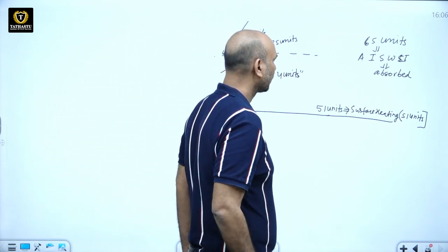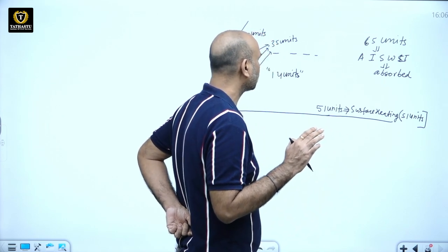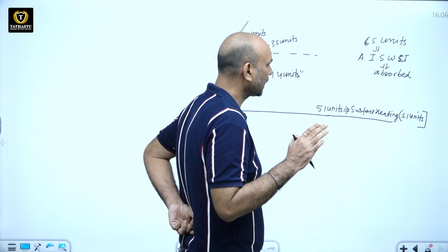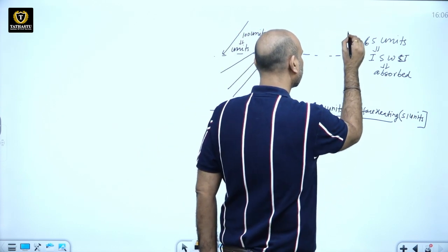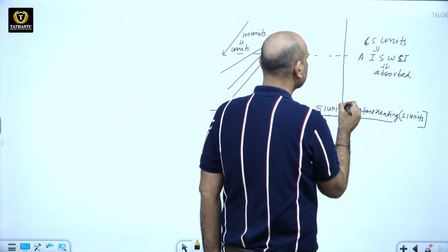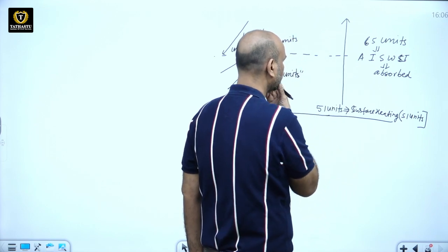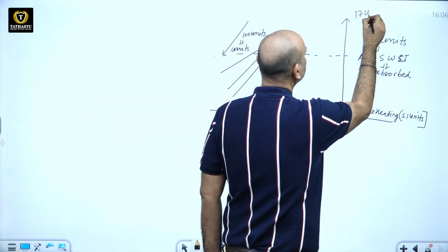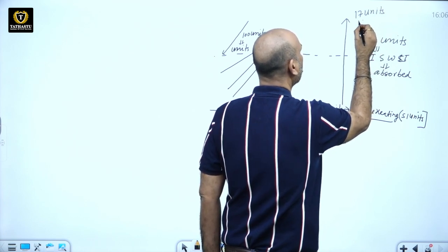Remember that 51 units of incoming shortwave solar insolation absorbed by the surface is the source of surface heating. Now, out of these 51 units of surface heating, 17 units directly go to outer space.